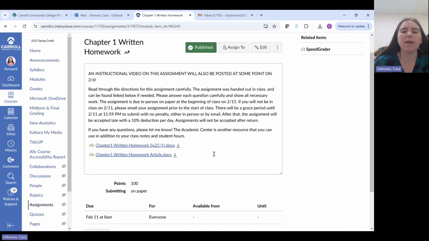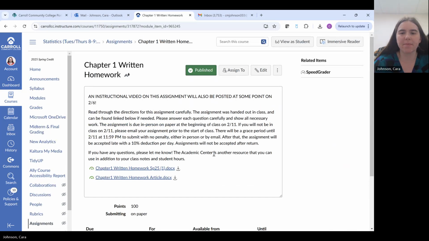So this is going to be either typed or neatly handwritten. I probably recommend typing it. There's not any math you're really going to have to write out for this. It's more terminology based. So I do recommend typing it, but you're also welcome to handwrite it. And it's expected to be submitted in person, preferably on paper.